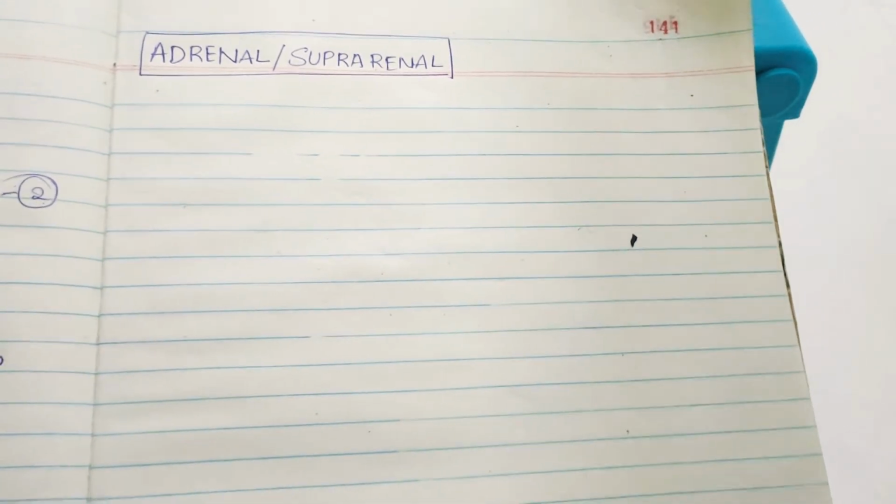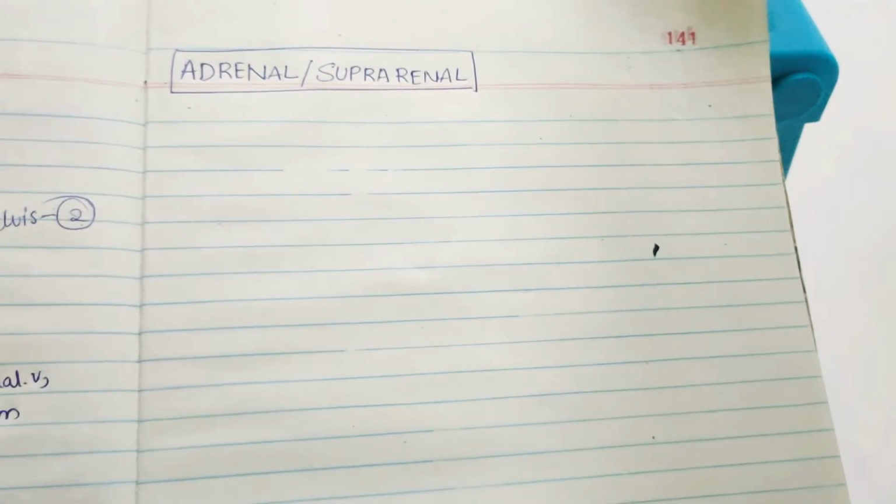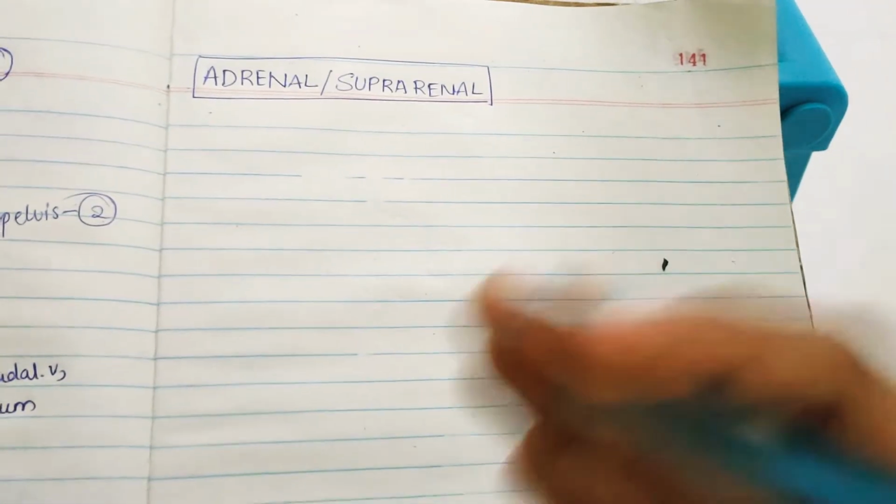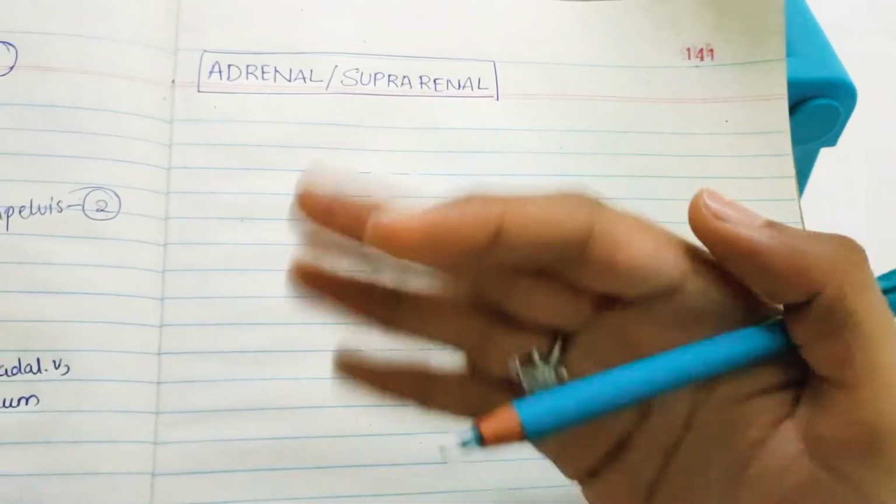In this video, let us start the adrenal or suprarenal gland. So actually, what is adrenal gland? In the name itself, you can understand: adrenal, it is upon the kidney. Suprarenal, it is above the kidney.